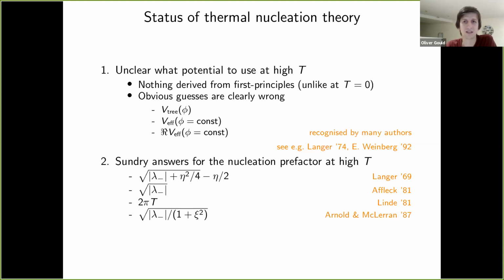Now there's the real part, and this has been recognized by many authors. On top of that, I pointed out that Affleck and Linde gave different prefactors. They gave different terms out front of the exponent. They're not the only people to have proposed prefactors at high temperature. I also write here the prefactors by Langer and Arnold and McLerran. And yeah, we have at least 4 different prefactors.